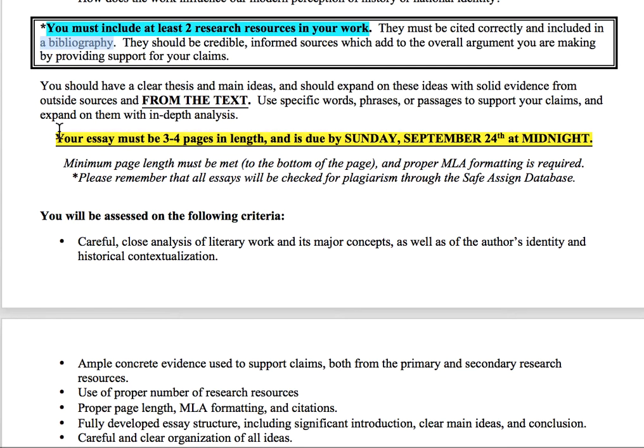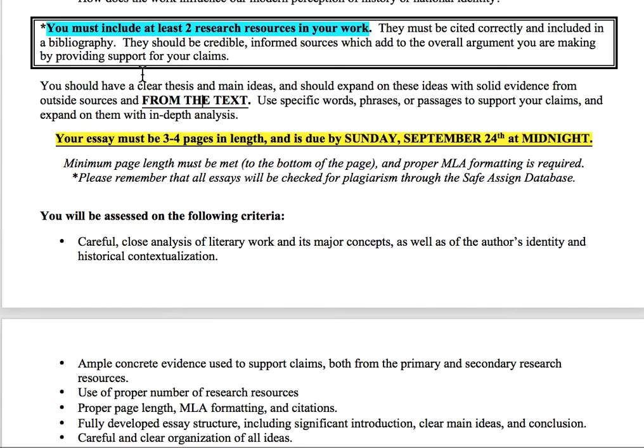So your essay should be 3 to 4 pages in length. So that means at least 3 pages down to the bottom. If you write less than that, I do take off points. You're always welcome to write more, but the goal here is 3 to 4. Double-spaced, MLA, all the usual MLA requirements. And it's due by Sunday, this Sunday, September 24th at midnight.